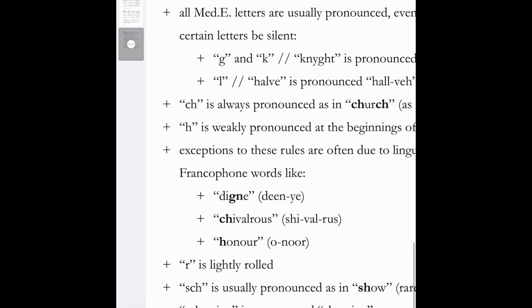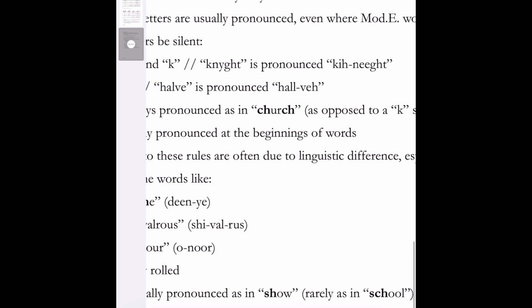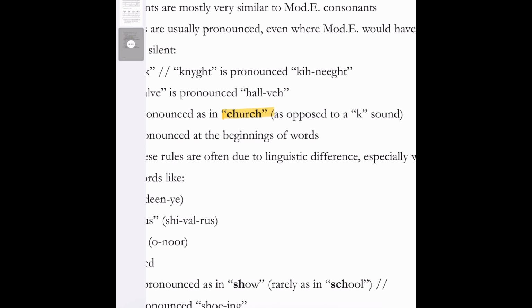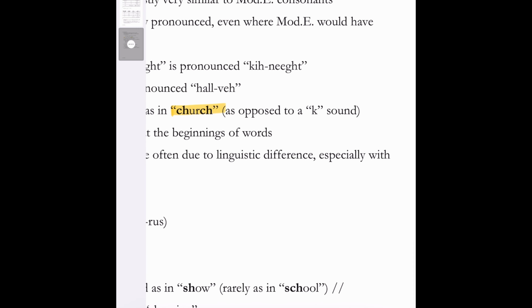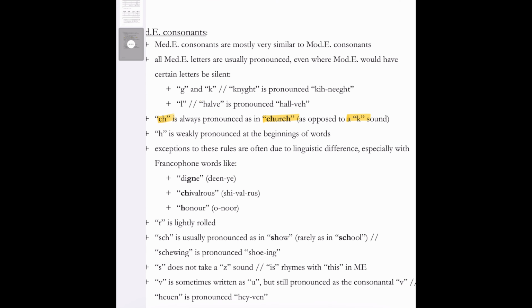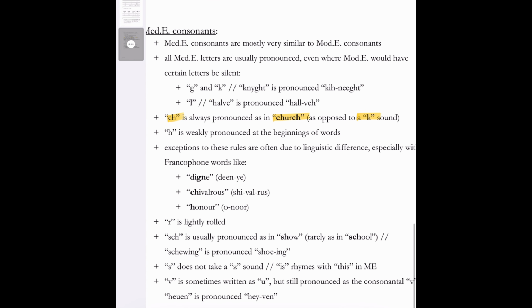CH is pronounced as in church. Let me know if you can think of an example that contradicts this. Of course, I will get to an exception in just a moment. But as opposed to the hard K sound that CH can have in modern English, CH in Middle English is going to be a ch.